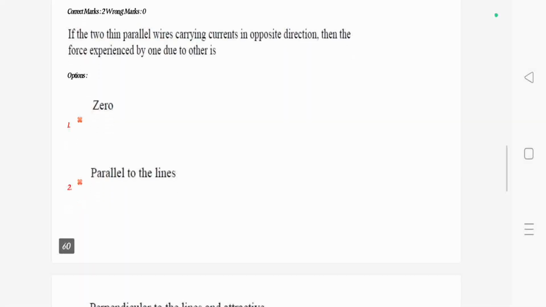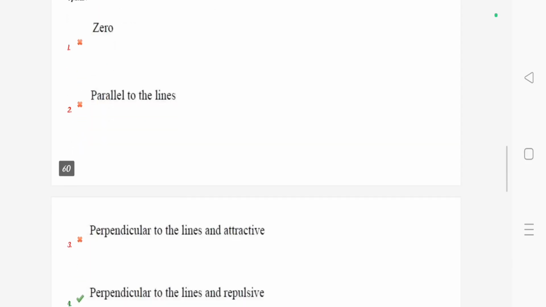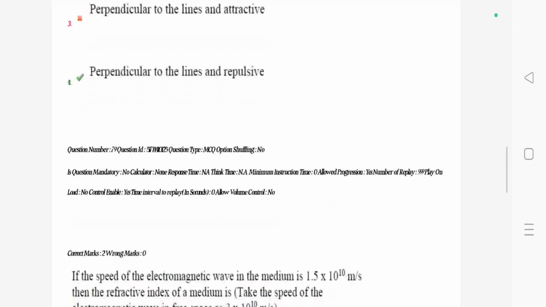Next is 78th question. If two thin parallel wires carry currents in opposite directions, then the force experienced by one due to the other is perpendicular to the lines and repulsive.